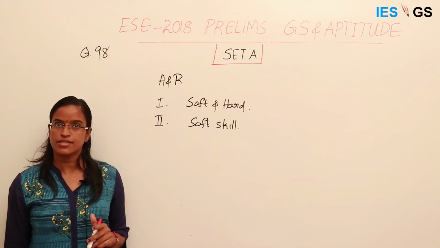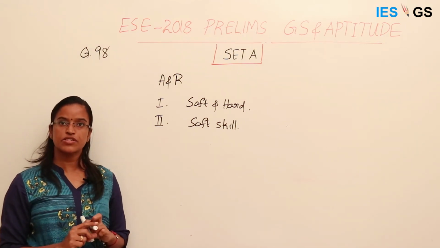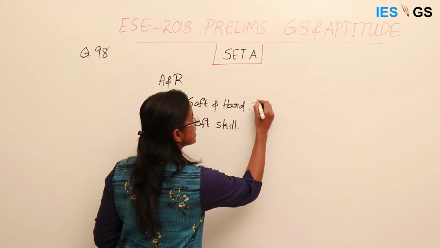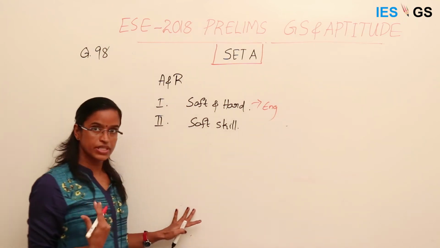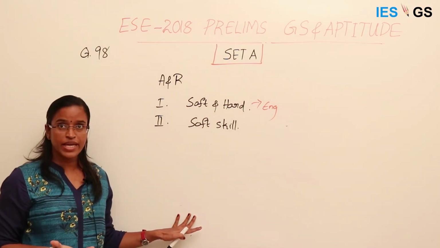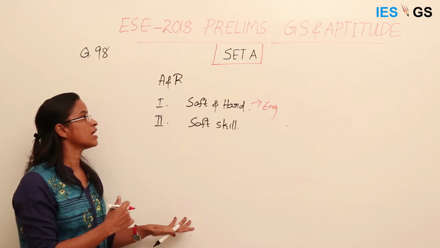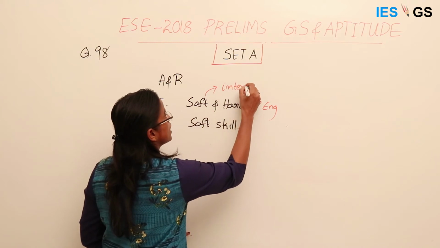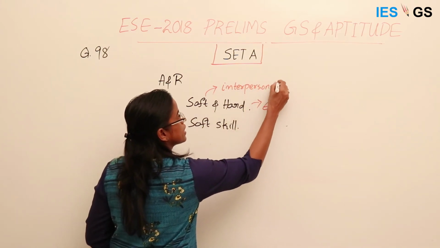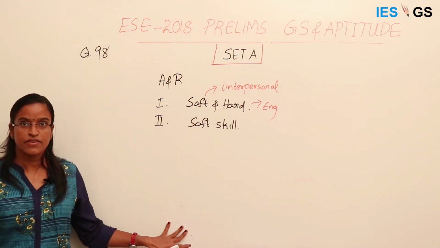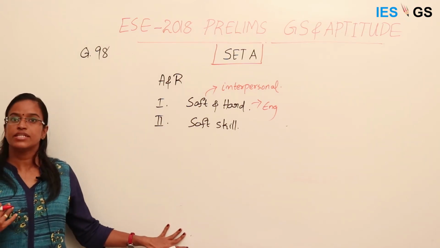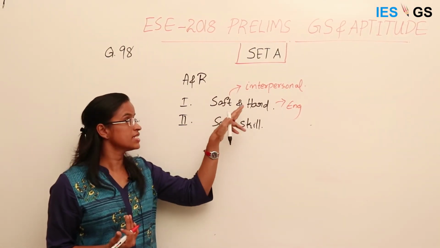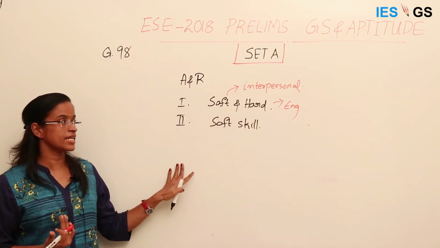So both the soft and hard skills are required by engineers. What is the difference between soft skills and hard skills? Hard skills can be the engineering skills, right? How to design, how to make a product, like that skills are called hard skills. What is soft skills? Soft skills are mainly interpersonal skills. Interpersonal relations. How the person is communicating with others, how the person goes in harmony with others, and these skills are included in the soft skills, which includes both communication and relations.